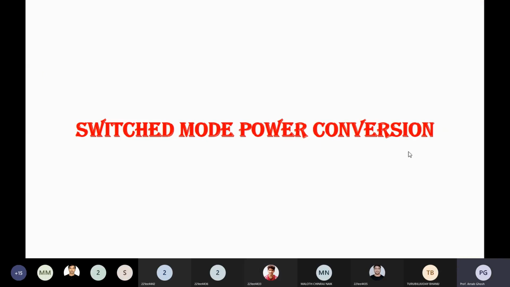So it's Module 1, that is switch mode power conversion. In my last class I discussed why it is called switch mode power conversion. Again I am telling it. From the title you can understand that switch mode means the power converters behave like a switch. Power conversion means, what do you mean by power conversion?